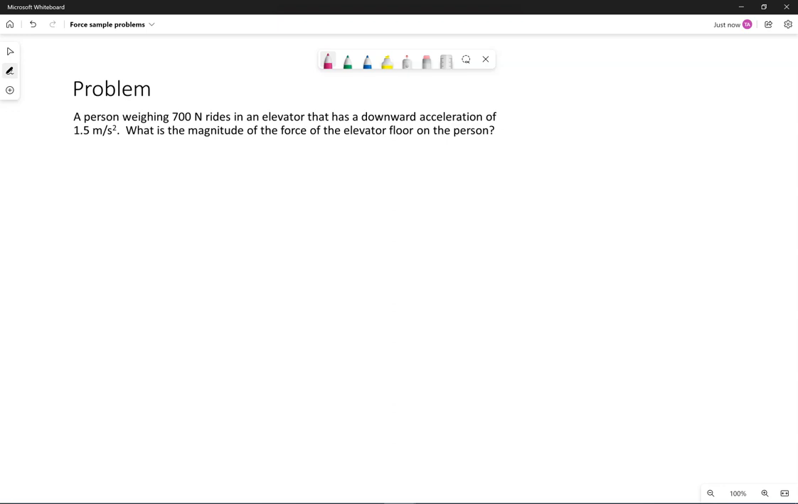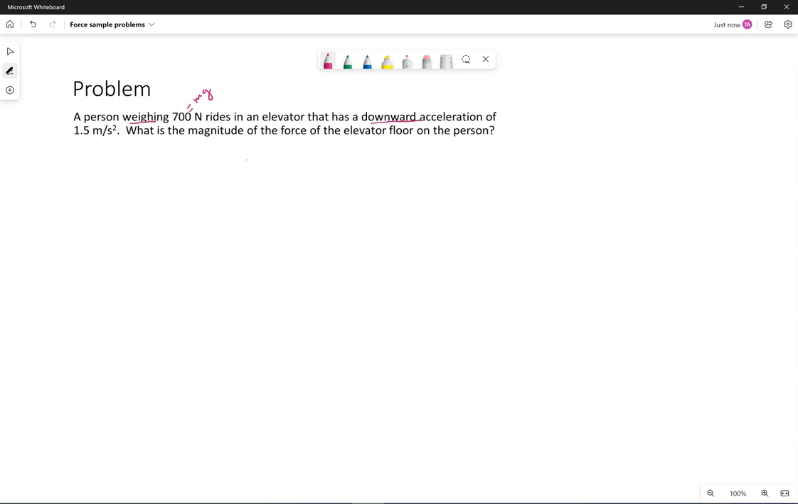So we have our person weighing 700 newtons. Now remember, weight is another way of saying force of gravity. So we can say that mg for this person is 700 newtons. Newtons, again, is the SI unit for force, which, recognizing that, we should be able to tell that this is a force and not the mass. This person is riding in an elevator. It has a downward acceleration of 1.5. We want the magnitude of the force of the elevator floor on the person.